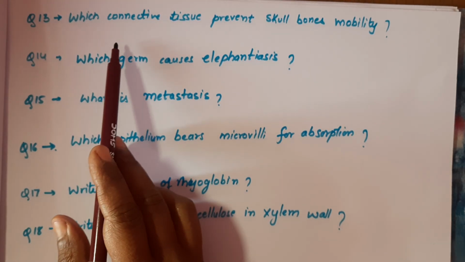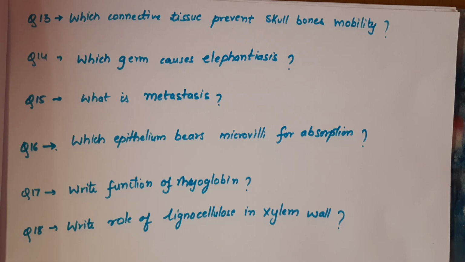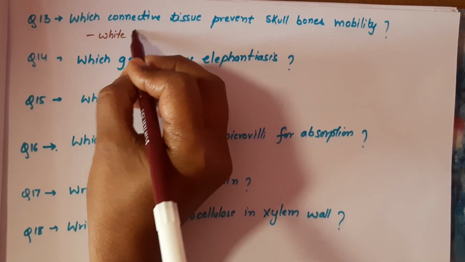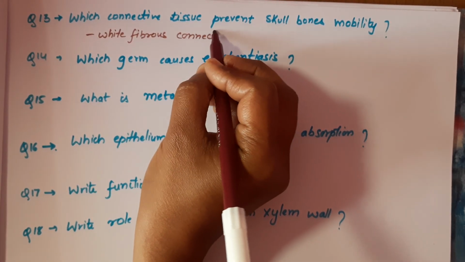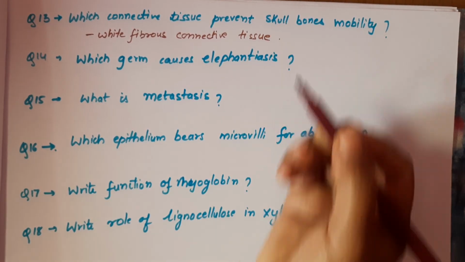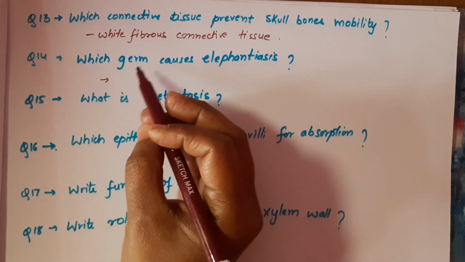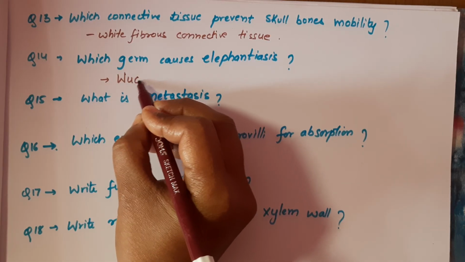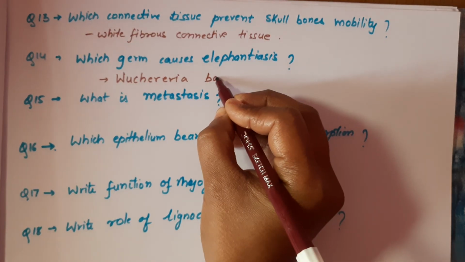The next question is, which connective tissue prevents the skull bone mobility? White fibrous connective tissue is responsible for preventing the skull bone mobility. The next question is, which germ causes elephantiasis? Wuchereria bancrofti. The spelling is Wuchereria bancrofti.